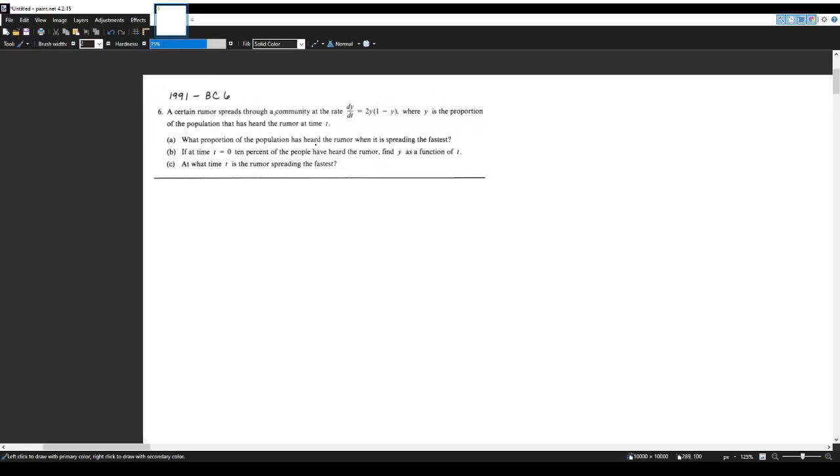So let's see. A certain rumor spreads to a community at a rate of dy/dt equals 2y times (1 minus y), where y is the proportion of the population that has heard the rumor at time t. What proportion of the population has heard the rumor when it's spreading the fastest? If at time t equals 0, 10% of people have heard the rumor, find y as a function of t, and at what time t is the rumor spreading the fastest?